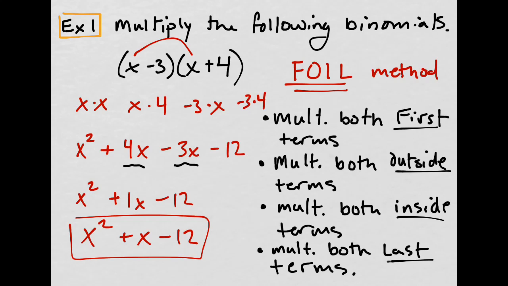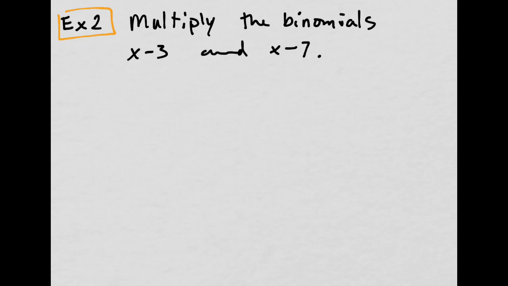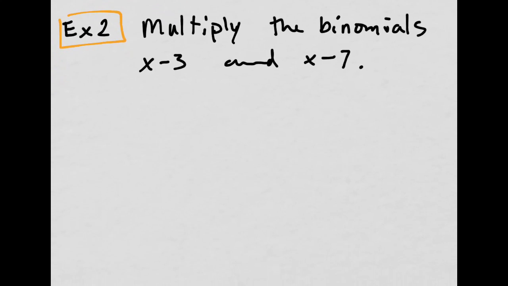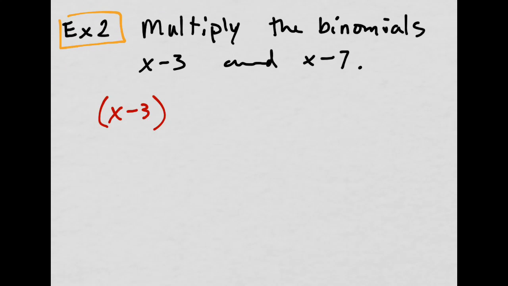So that was the first example. Let's try another one. Multiply the binomials x minus 3 and x minus 7. Okay, what do we do? All that means is set it up like we had here with the parentheses. I'll put them both in parentheses. Then I'll do the first terms, that's x squared.